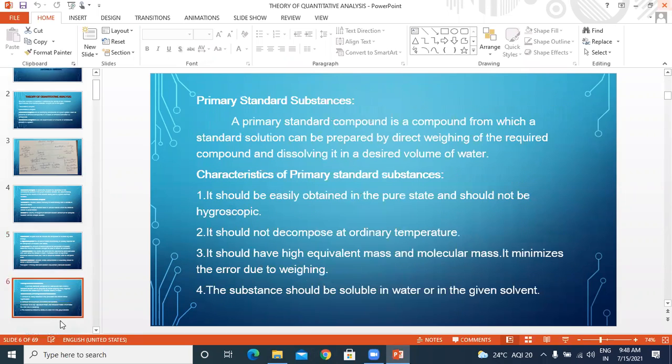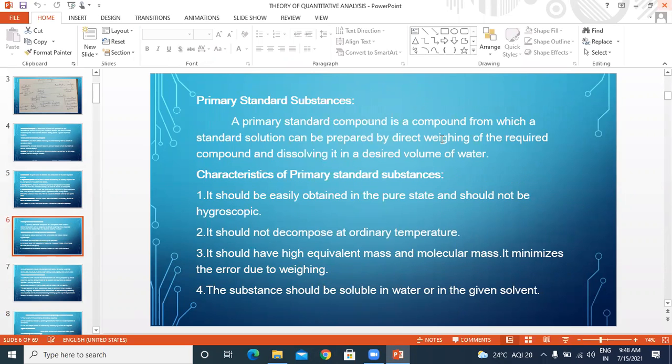Okay. So what is a primary standard solution? A primary standard compound is a compound from which a standard solution can be prepared by direct weighing of the required compound and dissolving it in a desired volume of water. When we dissolve the substance in distilled water, it turns into a solution. If a primary standard compound is dissolved in distilled water and its concentration can be found out, then it is a primary standard solution. So from a primary standard compound, we can simply prepare the standard solution. That is the meaning.